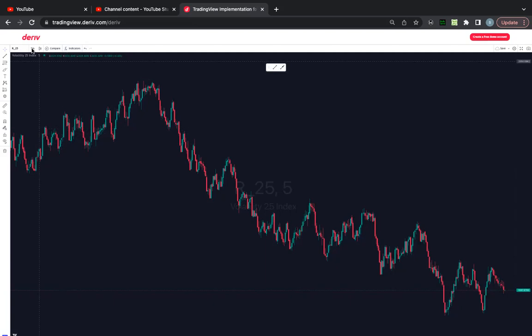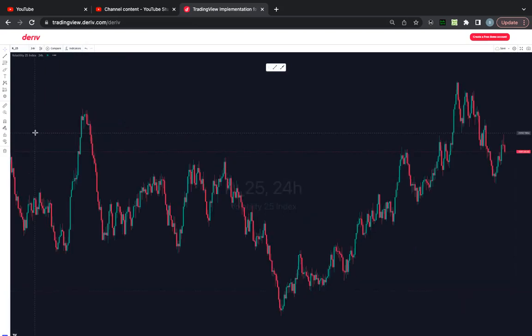So for instance, if I'm trading V25, let's use V25 as an example. Let me go to the 24 hours time frame in V25.